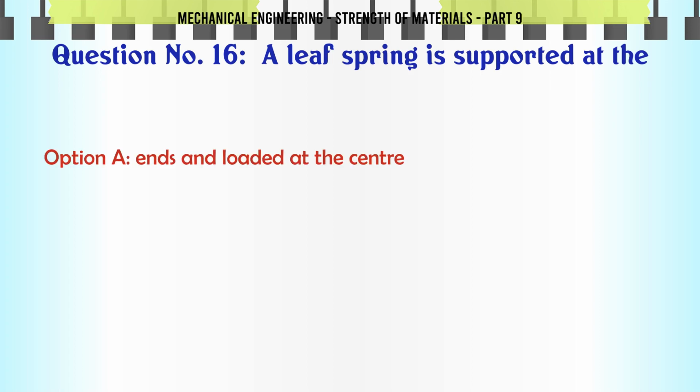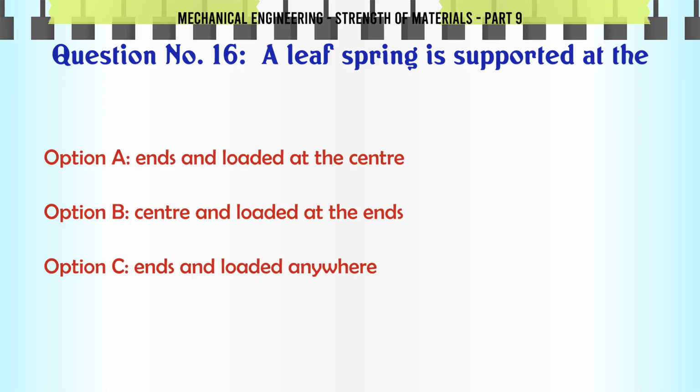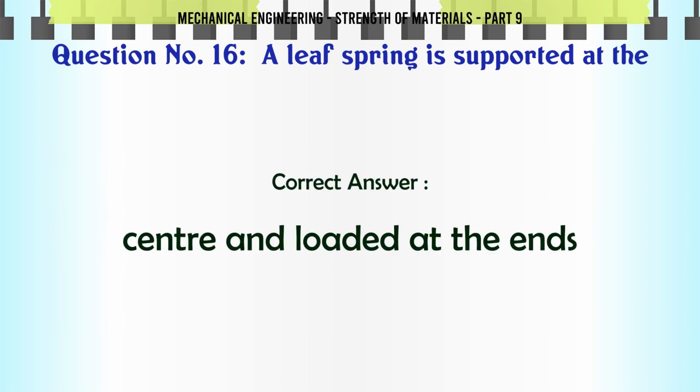A leaf spring is supported at the: A. ends and loaded at the center, B. center and loaded at the ends, C. ends and loaded anywhere, D. center and loaded anywhere. The correct answer is center and loaded at the ends.